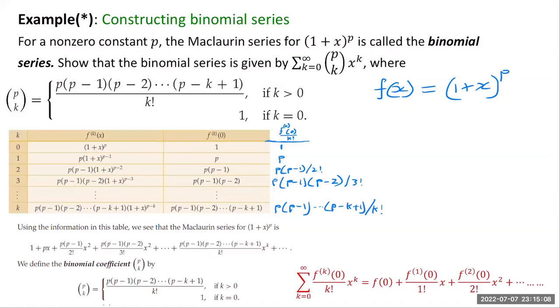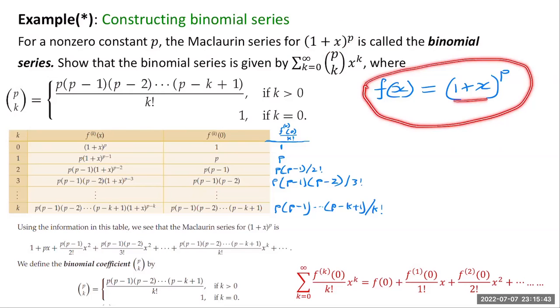Next, I want to go over this example, constructing a binomial series. Okay, for a non-zero constant p, the Maclaurin series for 1 plus x to the power p is called the binomial series. The Maclaurin series of this function is given a special name. That special name is binomial series. Okay. So this example is about calculating the binomial series for this function. My function in this case is f of x is equal to 1 plus x to the power p. p is any non-zero constant.